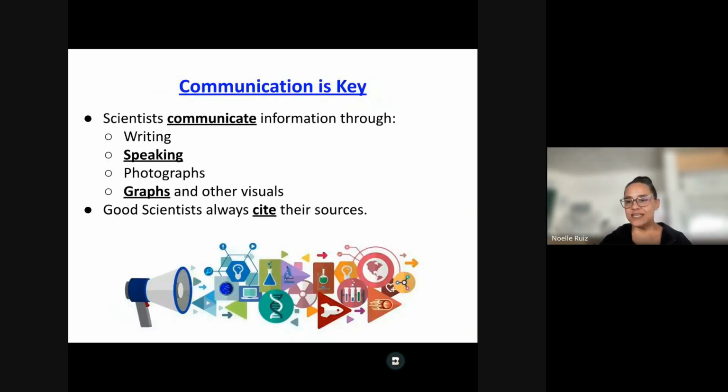And then communication is key. Scientists communicate information through writing, speaking, photographs, graphs, and other visuals. And then good scientists always cite their sources. You guys, I believe, are starting to practice that this week. Might have been last week, your scientific research. Either way, you always have to say where you get your sources from. Always have to make sure they're reliable sources. You should do that with any information that you get.